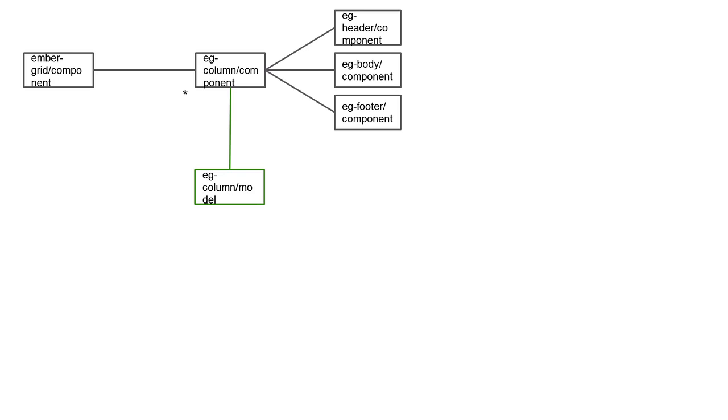So this is what we ended up with. And the wrapping on that is disgusting, so I apologize for that. So we have an ember-grid component, and that contains a list of column components. Those can optionally have a header, a body, and a footer inside them. There's some default behavior if you don't put them in. And then there's a model that goes with each column that is the data associated with that column, for example, the width. So that's what you would work with in your template.